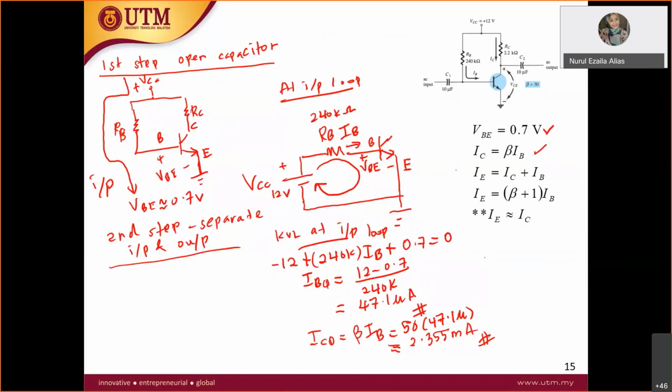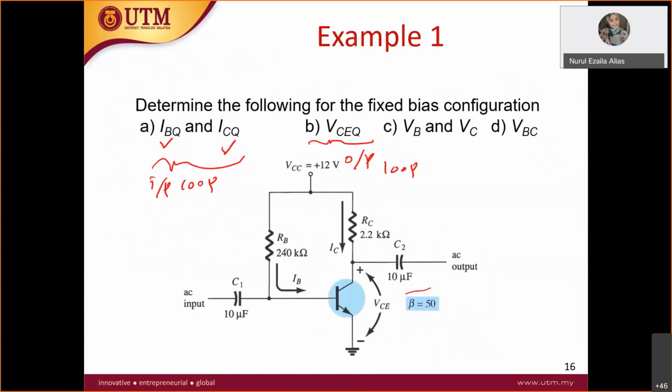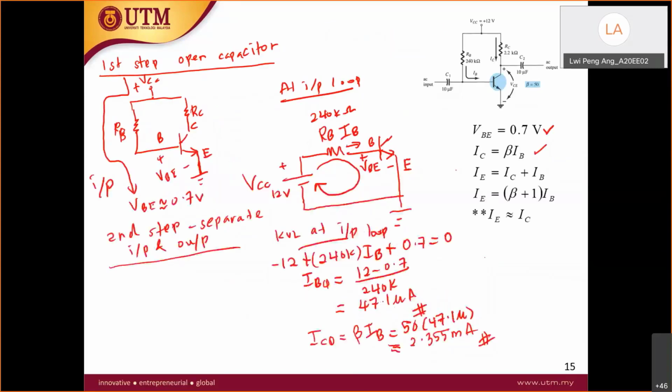Student: No, madam. How do we get the value of beta? Beta is here. Oh, given. Okay, all right, great. If no question, I proceed to the output loop.